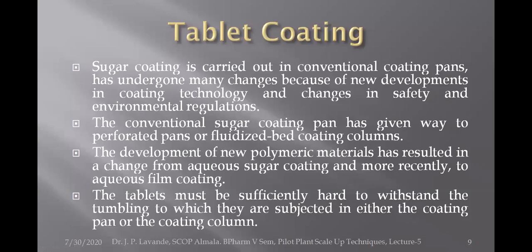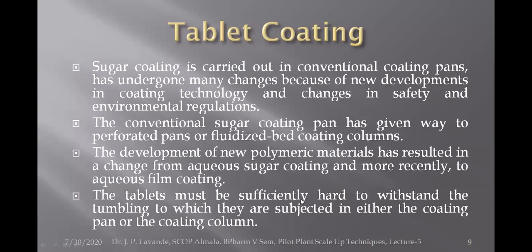The development of new polymeric materials has resulted in a change from aqueous sugar coating, and more recently to aqueous film coating. So the shellac that is mostly used, isn't it? So now we are getting such kind of polymeric material which is going to be totally replacing the sugar coating, and which will require just aqueous film coating, that's it. So that will carry out the purpose of the sugar coating.